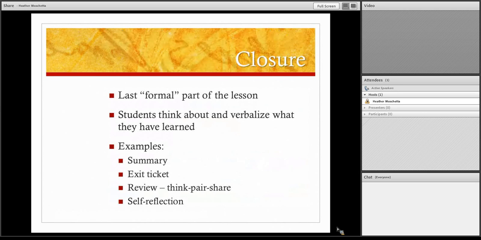It must be carefully planned so that you don't run into, well, there's the bell, that's the end of today's lesson, which often does happen, unfortunately. So make sure you plan a good 3 to 5 minutes for an effective closure activity.